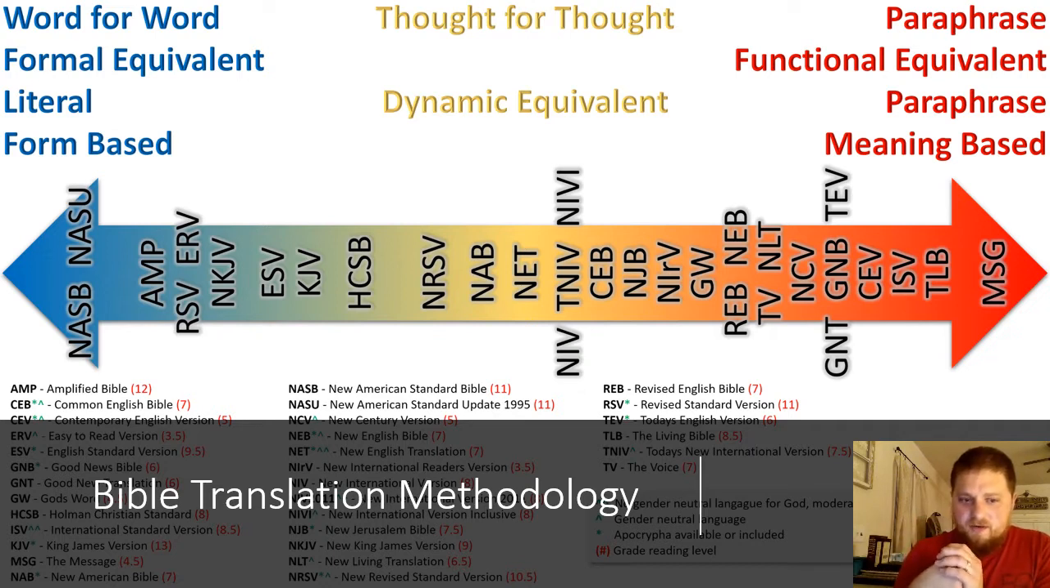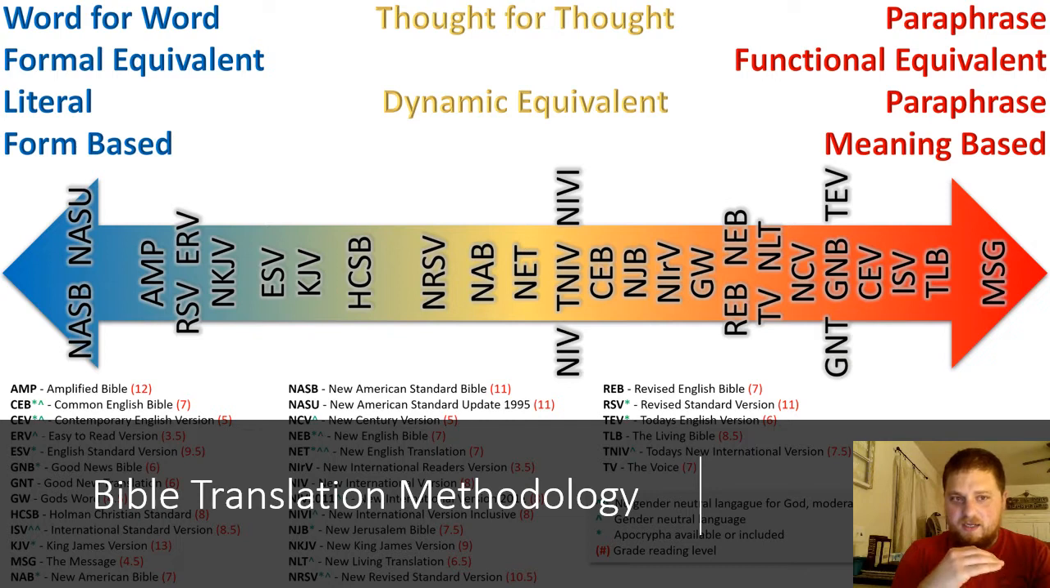How is translation done? How is translation work done? Well, in translation work, you're basically going to hear these two terms. You're going to hear formal equivalents or literal equivalents, or word for word. And then you're going to hear dynamic equivalents or functional equivalents or paraphrase. The main difference between these is that a word for word translation, King James, NASB, and so on, is trying to stick with the language being translated. They're trying to stick with it as best they can as far as the words go.